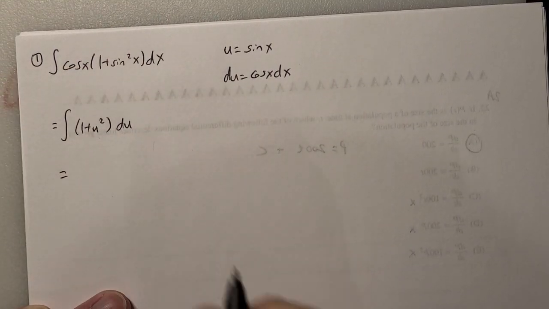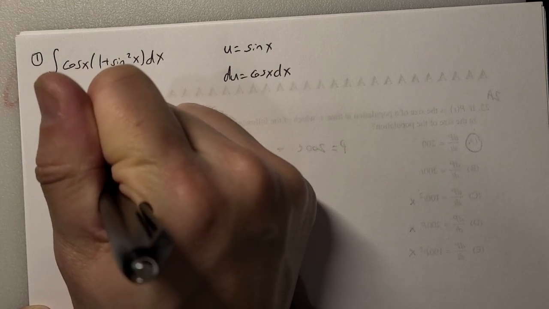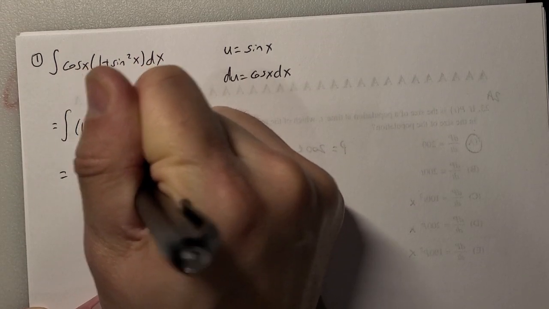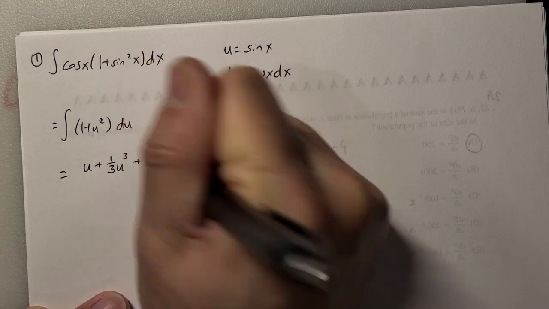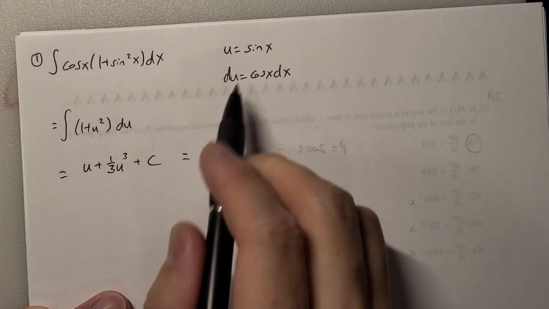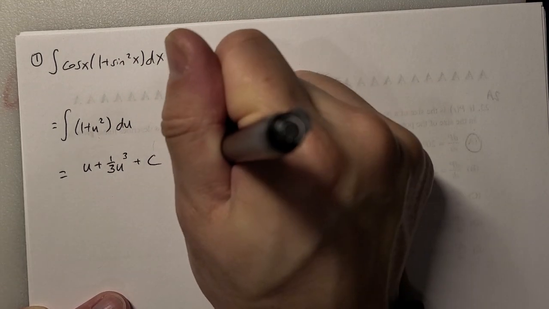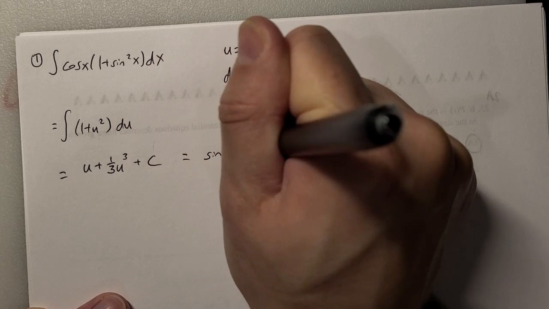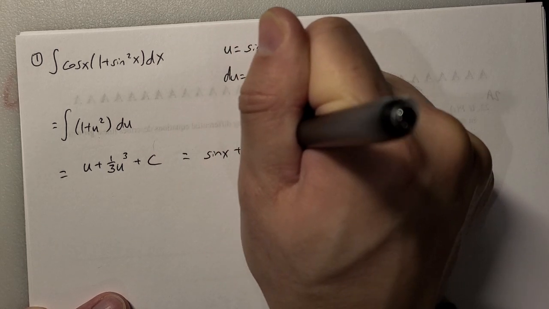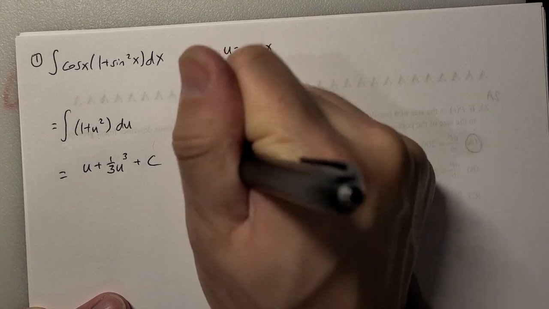Now this is easy to integrate, those are just powers, so it's u plus a third u cubed plus c, and then we got to back substitute, u is sine x. So sine x plus a third sine cubed x plus c, this is what I get.